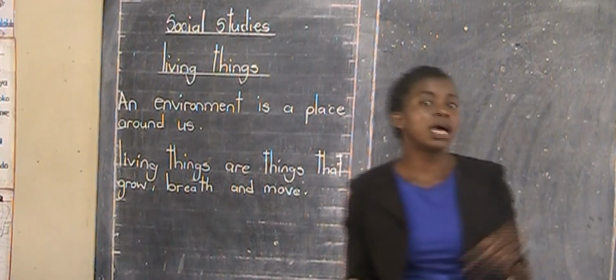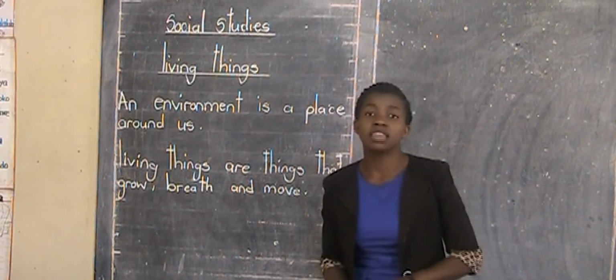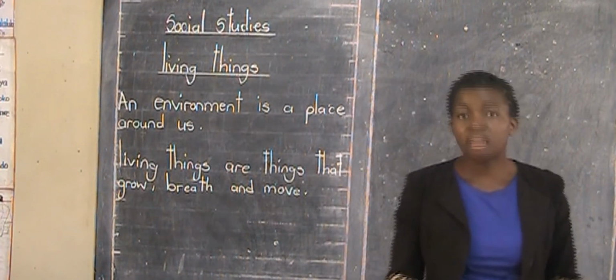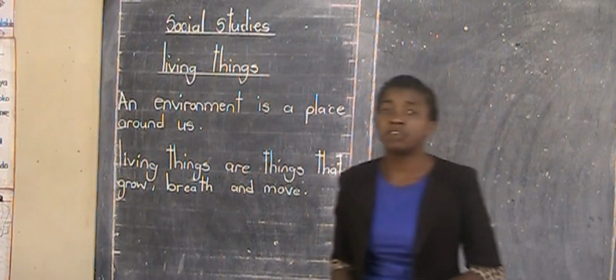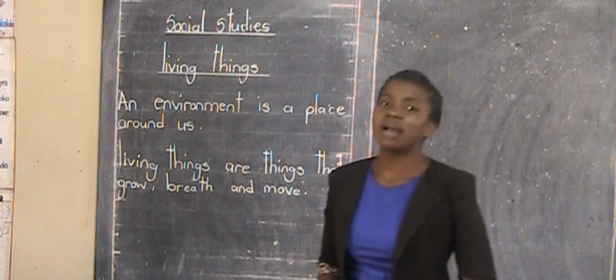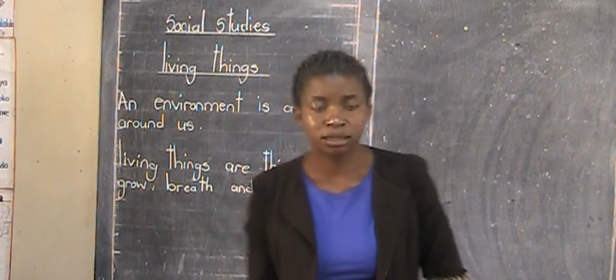Even you are a living thing. People, they are also living things. They grow, they breathe, and they also move. So these things that we've mentioned are living things. So we are going to look at a chart that is showing different types of living things.